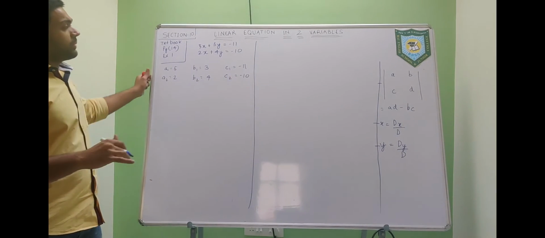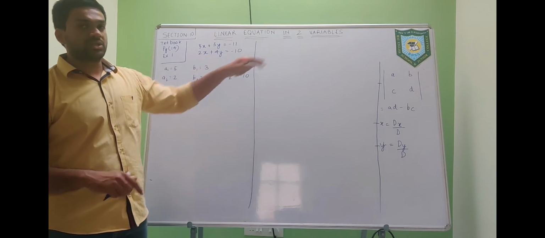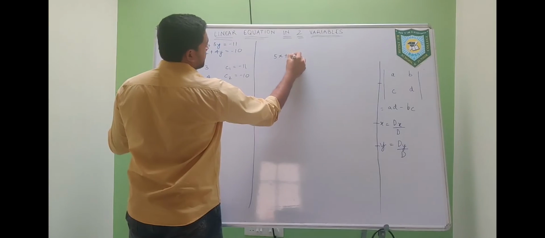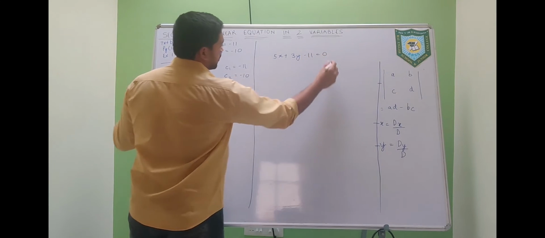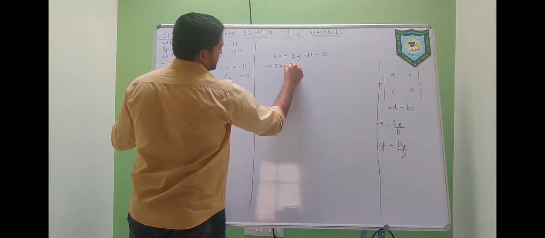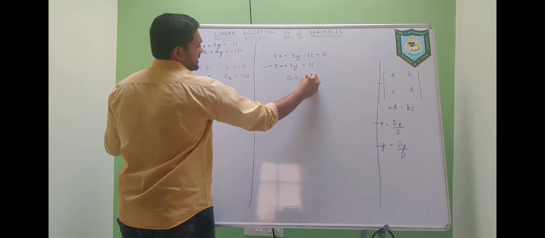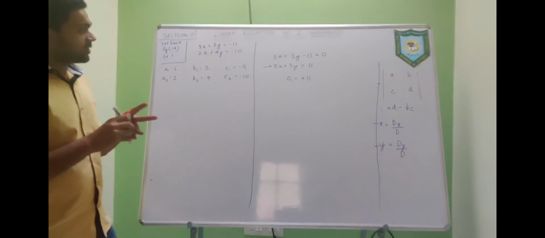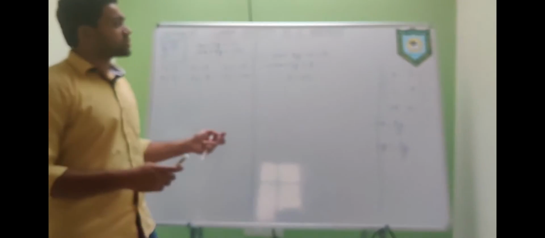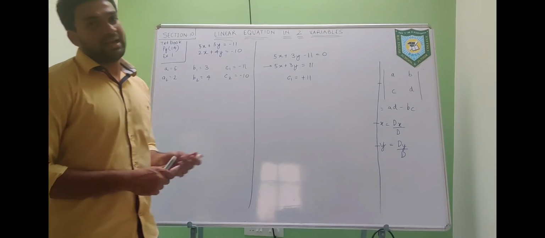Now one thing we need to pay attention to is that the values for C1 and C2 exist on the right hand side of the equation. If, for example, this equation would have been 5x plus 3y minus 11 is equal to 0, we need to move this constant to the right hand side, which is 5x plus 3y is equal to 11, in which case the value for C1 becomes plus 11. You might have some questions in which the C constant value is on the left hand side, or you might have two constant values. Make sure you take all the constant values to the right hand side and then write down the value for C1 and C2.